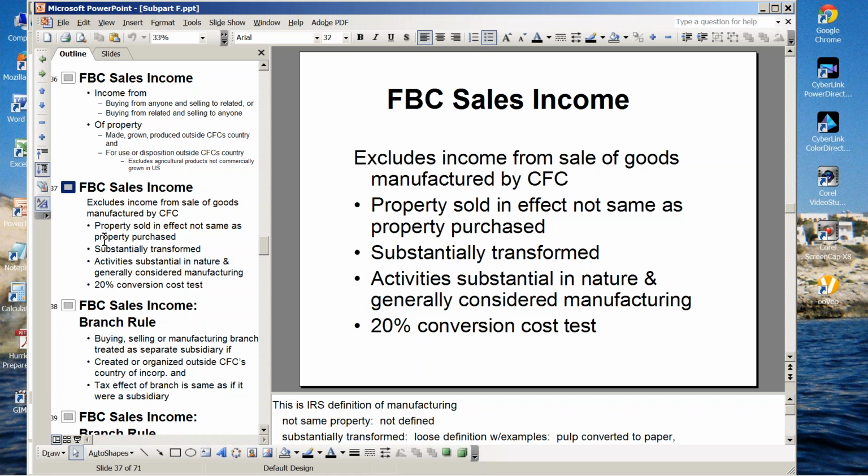So with Bausch & Lomb, this sunglasses subsidiary that was buying the lenses and frames from related parties and selling to related parties was considered not to be generating Subpart F income. The Bausch & Lomb case is pretty old, but it's still good law. And the tests of what is manufacturing, as applied in that case, have substantial application in the 263A area.